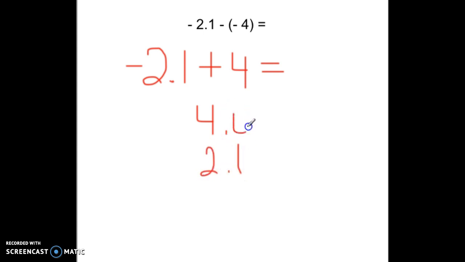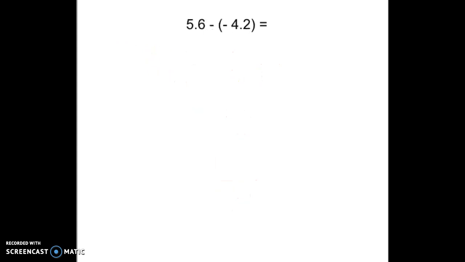Means we need to annex a 0, and remember we're subtracting. So we'll have to borrow, and then we'll do 10 minus 1 is 9. Bring down our decimal, 3 minus 2 is 1. And this should be positive because the 4 is greater than the 2. There's more positives than negatives.